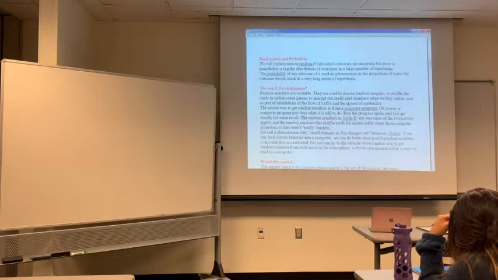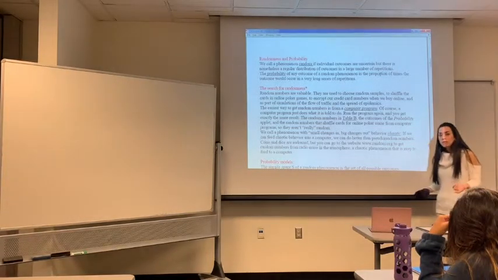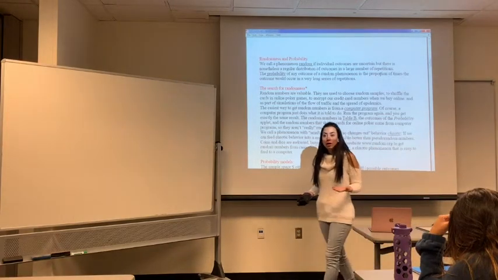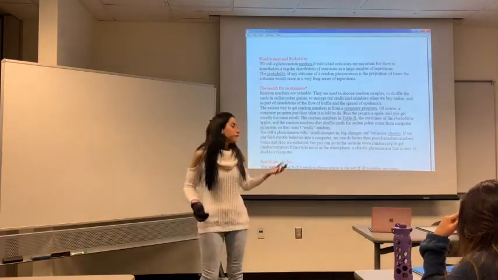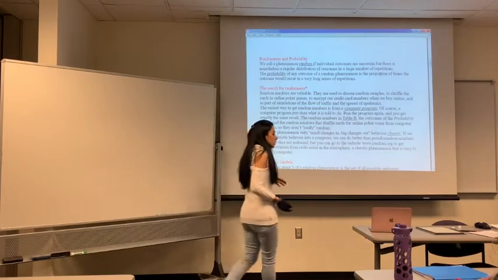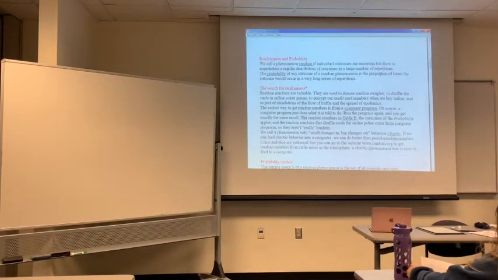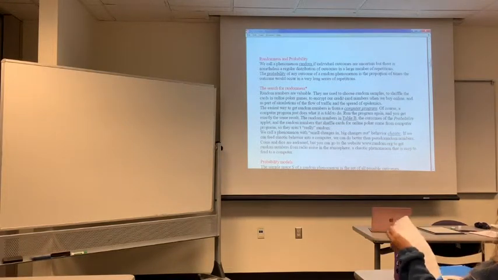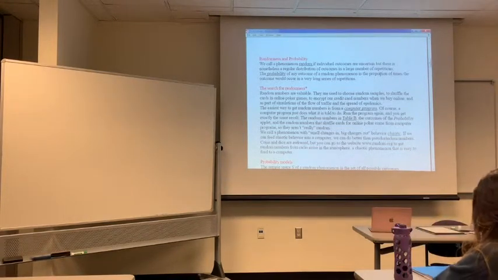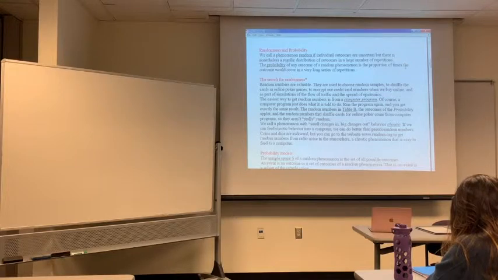And then another concept is probability. It says the probability of any outcome of a random phenomenon is the proportion of times the outcome would occur in a very long series of repetition. As you see, I'm repeating this over and over: long number of trials, long number of repetition. So if you want to find the probability, you should try something over and over, in a long kind of a period of time.